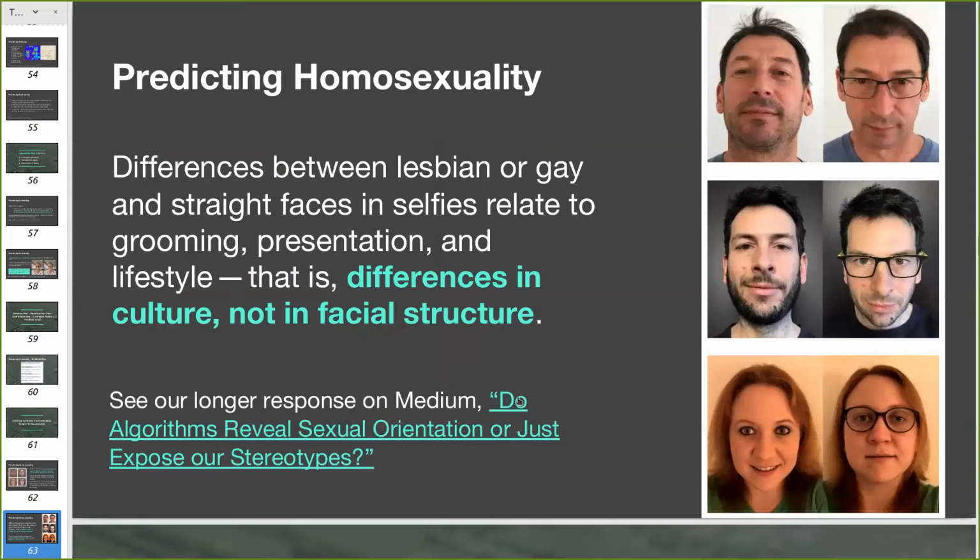Here again, what is found is that the way the model classifies or predicts things, so the differences between lesbian or gay and straight faces in selfies, are related to grooming, presentation, and lifestyle. So it's more about how the people's faces look in terms of the way they present and how their lifestyle is. That is differences in culture, not in facial structure.